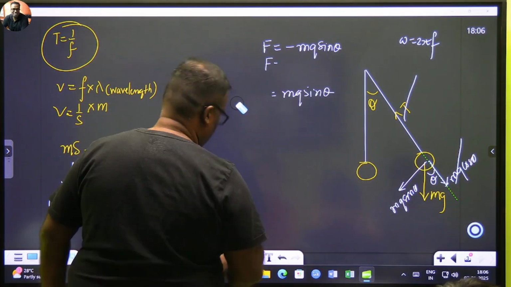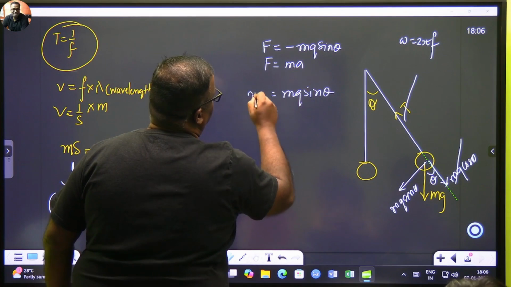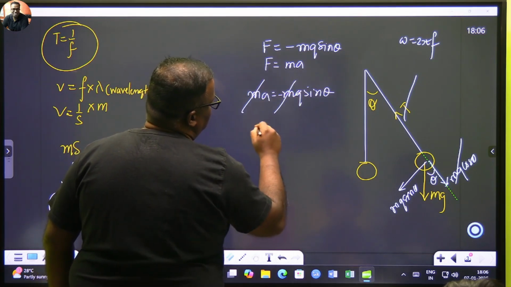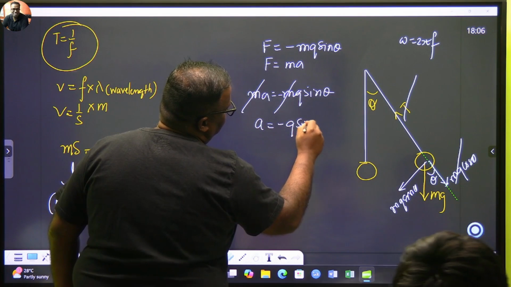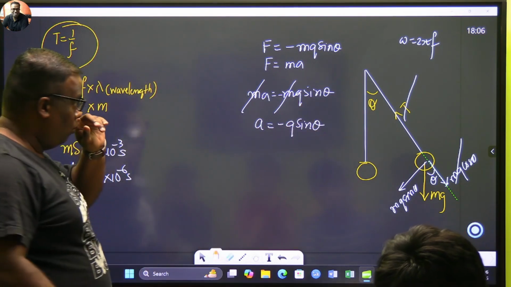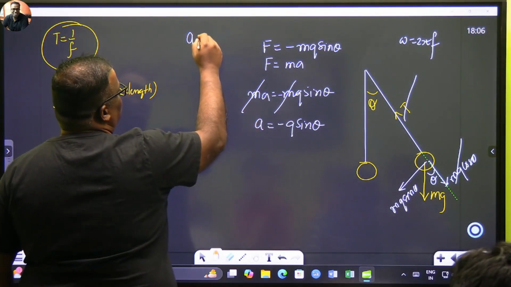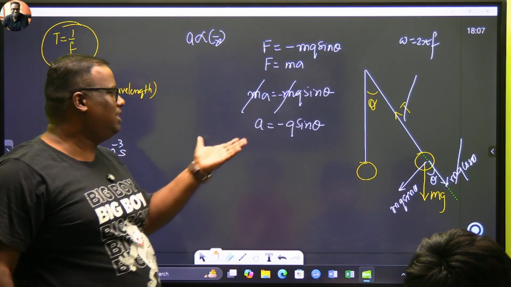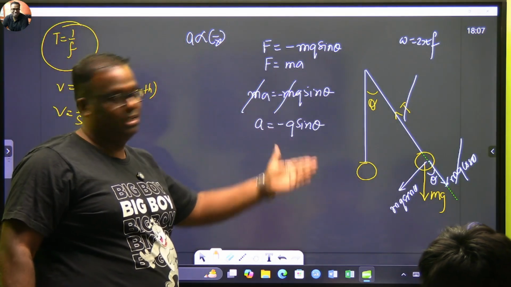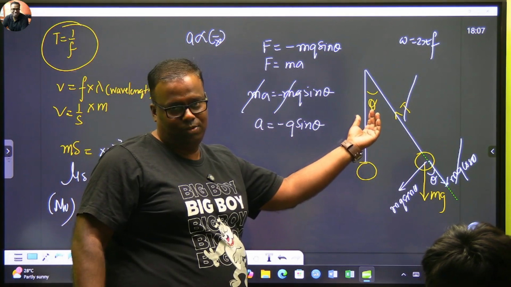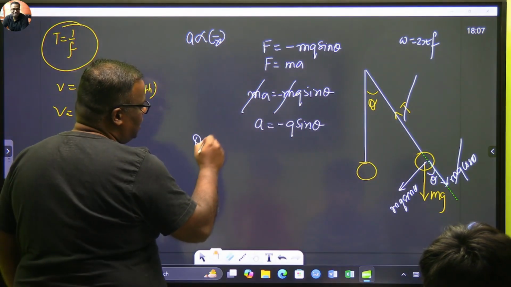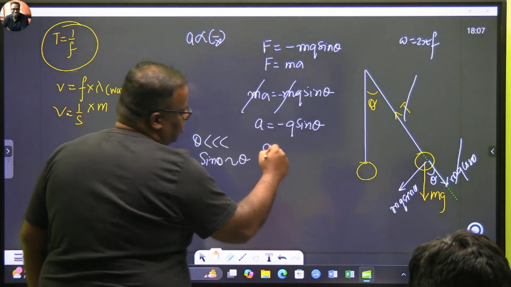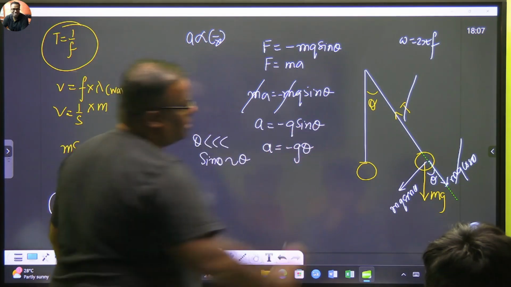And what does Newton say? It should be mass into acceleration. So mass into acceleration should be equal to negative of mg sin theta. Mass cancels mass, so a is equal to negative g sin theta. Right? What do we have to prove for simple harmonic motion? a should be directly proportional to negative of displacement. This is what you should get. This is what is in grade 11. So a is equal to negative g sin theta. But in simple harmonic motion, theta is very small. When theta is very small, sin theta is approximately equal to theta. So a becomes minus g theta.